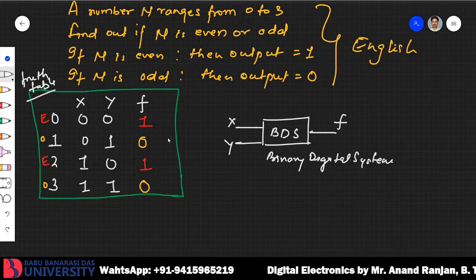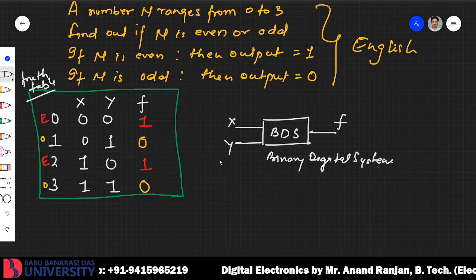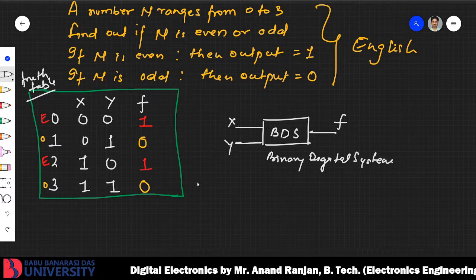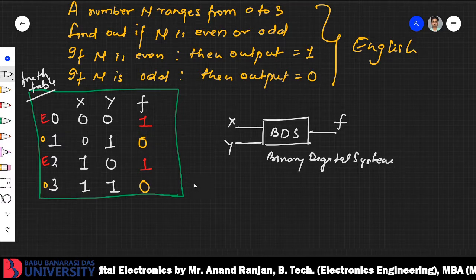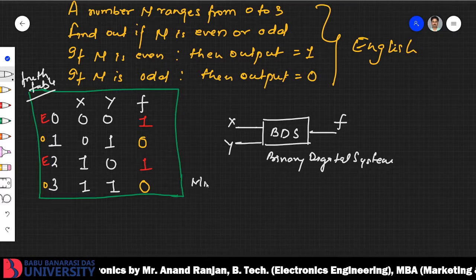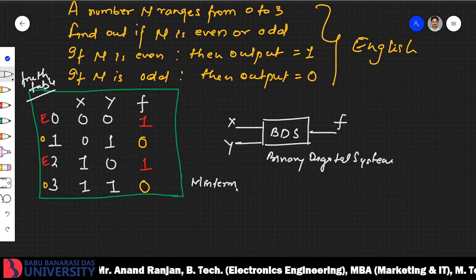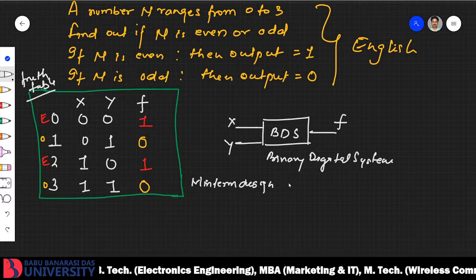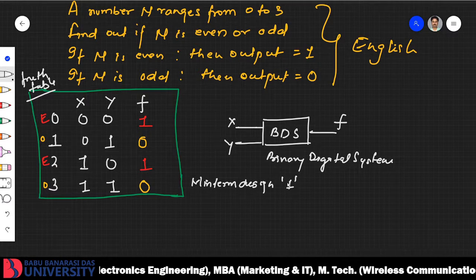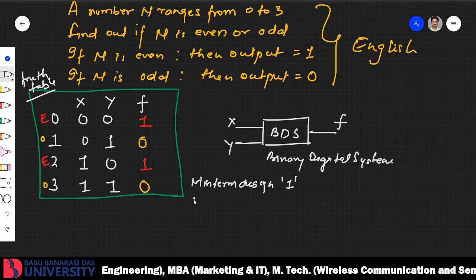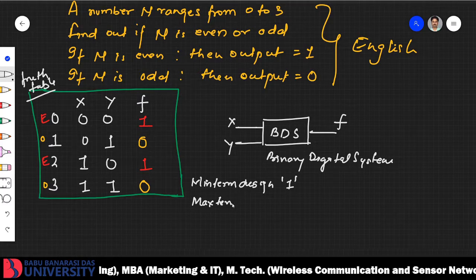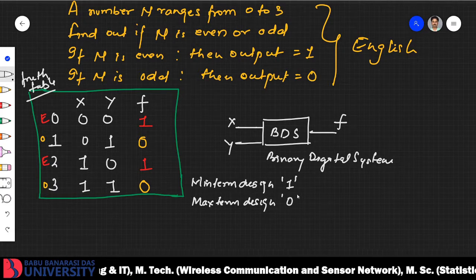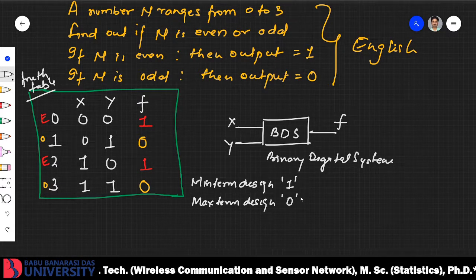There are two approaches for implementing this binary digital system. These approaches are related to the min-term design or max-term design. If we talk about the min-term design, then we have to concentrate on 1 at the output, and if we are talking about the max-term design, then we have to look for 0 at the output.